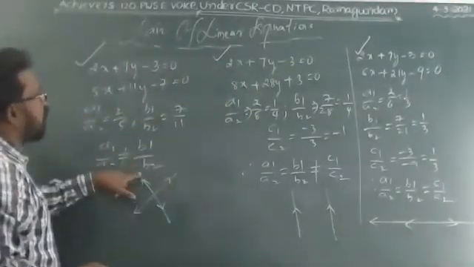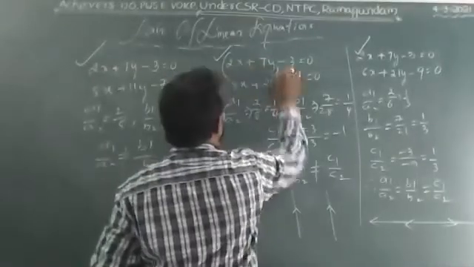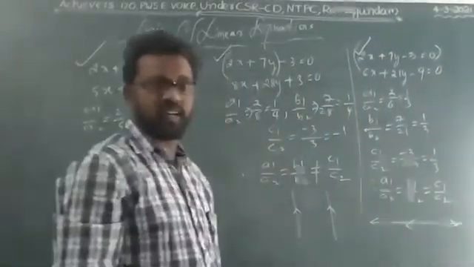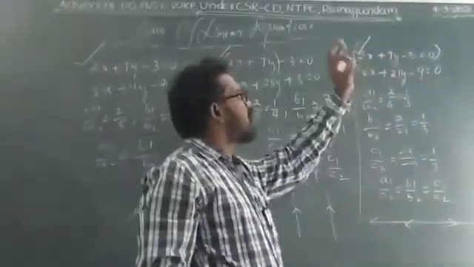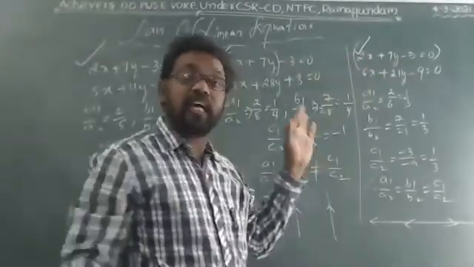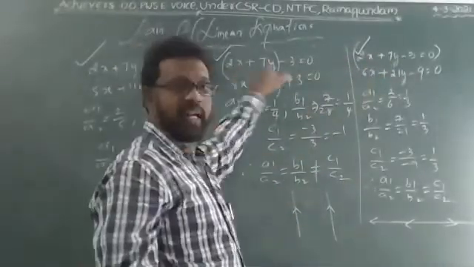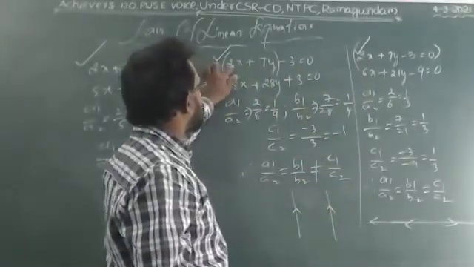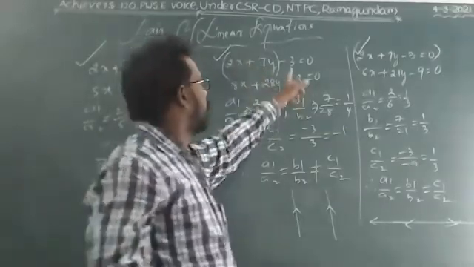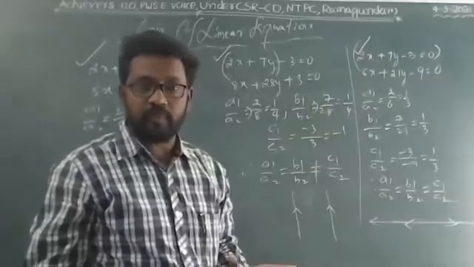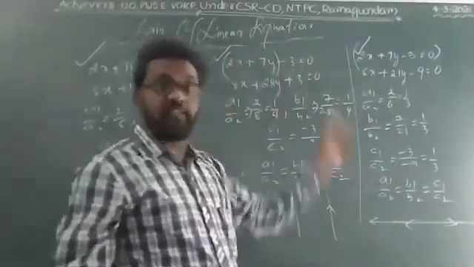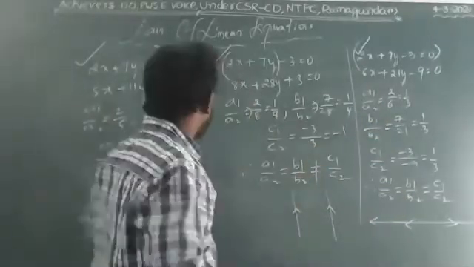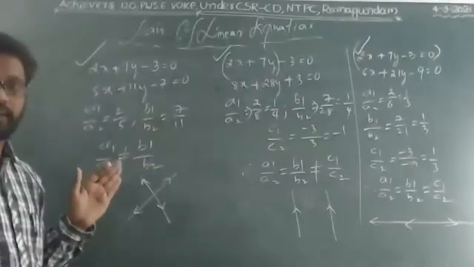A1 by A2 is not equal to B1 by B2. Here only the 2 terms, x and y, you have to multiply. Here, to get a dependent pair, you have to multiply all the terms by the same number. Here only 2 variables, x and y, you multiply by 5: 5 2s are 10x, 5 7s are 35y. You can take here whatever, minus 3 also, but you should not multiply 5 3s are 15. If you multiply it, you will get dependent, not parallel. And here you have to take different numbers.